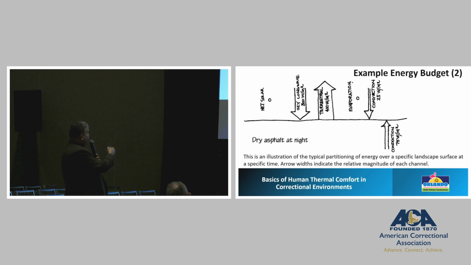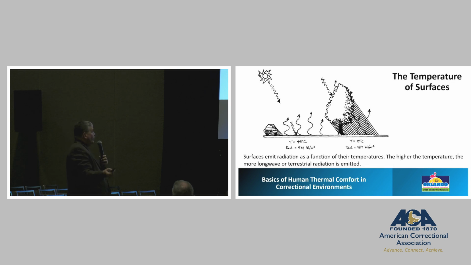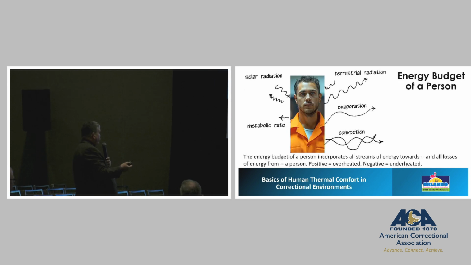When you look at the same thing at night, net solar goes to zero, and so the components that make up the energy budget, again, have to balance. That's true across the entire spectrum of inputs over time. So the temperature of surfaces determines how much radiation is going to result from the solar radiation input in shortwave, in terms of the long wave that you get out of it.